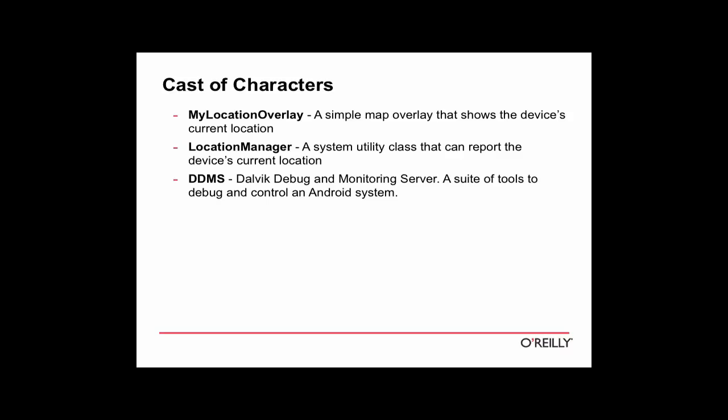As we go through today, we're going to run into a few new interesting characters in this drama of Android development. My location overlay is one. Someone actually mentioned this from the audience last week. It's a very simple little overlay that you can add to a map that will show the device's current location. Then the location manager is what we use to receive updates when the device moves through changing locations.